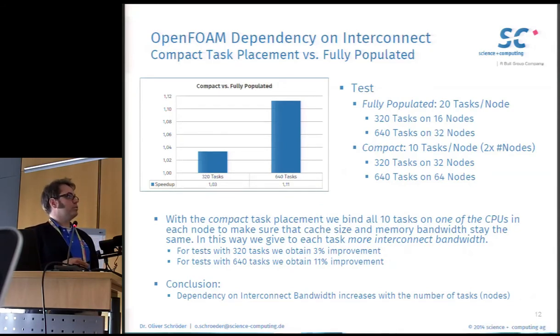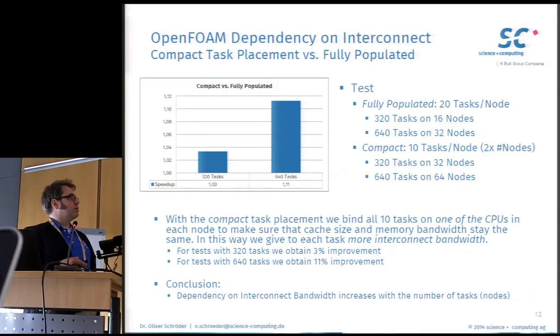So we start with a fully populated system, with 20 tasks per node. The next thing that we look at is what we call compact, where we only have 10 tasks per node, but all 10 tasks are on one CPU. There's another one which we call scatter, where we also have 10 tasks per node, but there are 5 on one CPU and 5 on the other one. The reason for this is that we want to see the influence of the interconnect, while the cache that the tasks have and the memory bandwidth stay the same.